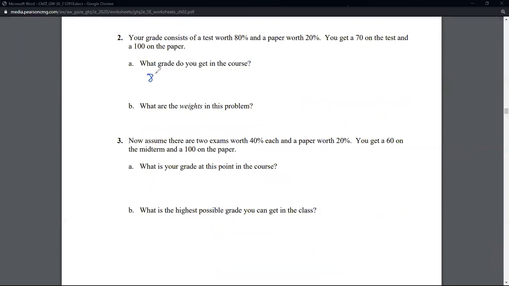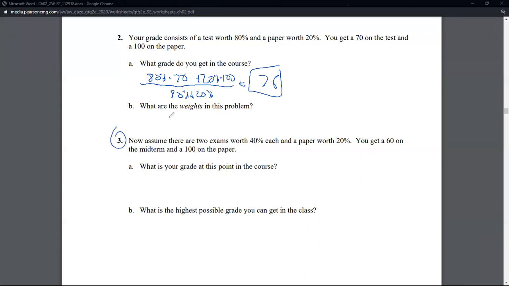It was 80% times 70 plus 20% times 100. And I can't even read these numbers anymore. Now I have a bar covering that for me. 80% plus 20% equals da-da-da-da-da. We got a 76. Okay.